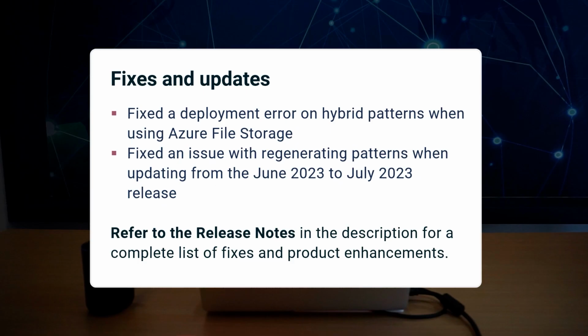Some of the most critical fixes in this release are: we fixed a deployment error on hybrid patterns when using Azure file storage. We fixed an issue with regenerating patterns when updating from June 2023 release to July 2023. And you can check the release notes for details on these and other fixes and product enhancements.